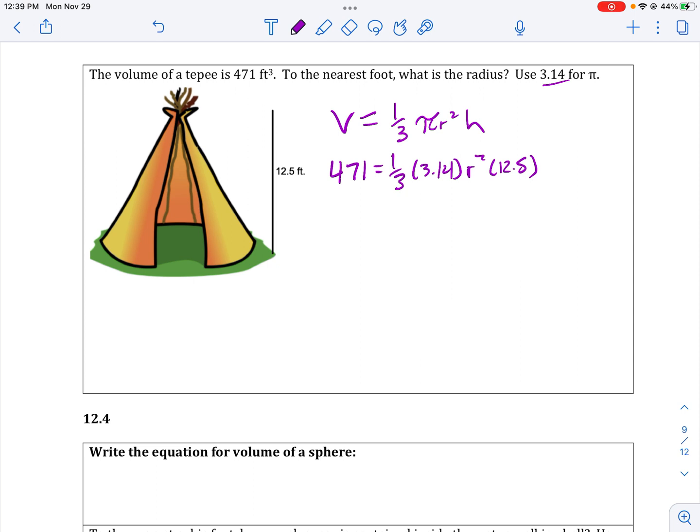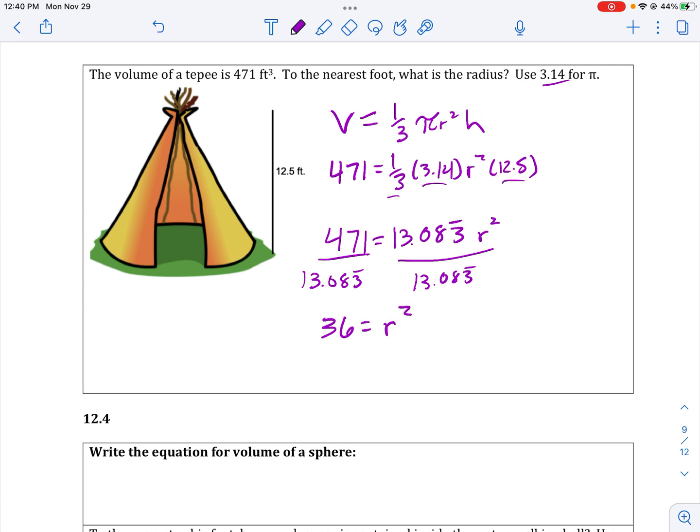So first thing I'm going to do is take 1/3 times 3.14 times 12.5. And I get 13.083, where the 3 repeats, times R squared. So I need to divide by this number. So 471 divided by that, and I get 36 equals R squared. And then square root, and I get my radius to equal 6.